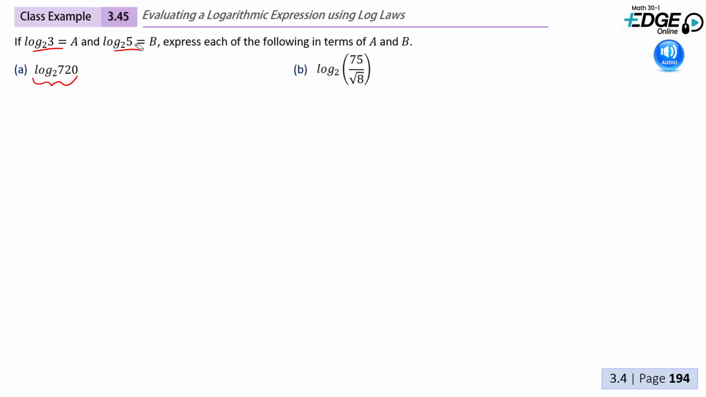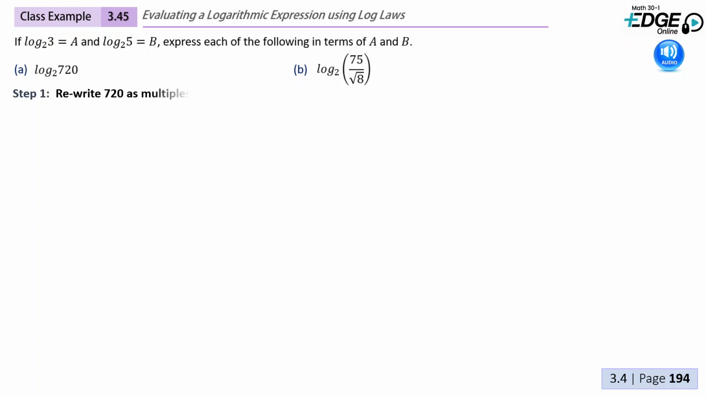What I mean by that is, if I can rewrite log base 2 of 720 to involve log base 2 of 3 or log base 2 of 5, then I can replace that with either a or b. Since we know that the bases are the same for all of them, if I can just rewrite this 720 in terms of 3 and 5, I can separate that out like we did in other examples.